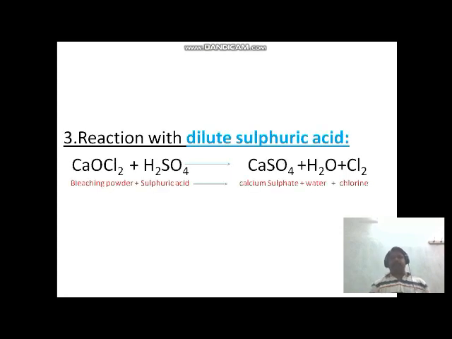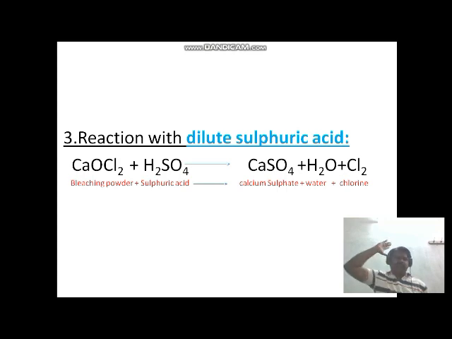Next, reaction with sulfuric acid. Here CaOCl2, bleaching powder, reacts with sulfuric acid and gives CaSO4, which is nothing but calcium sulfate, water and chlorine. So this is the third chemical reaction. Finally, if you observe, when bleaching powder reacts with any acidic substance, definitely it will produce chlorine gas. This is a logical answer, keep it in your mind.